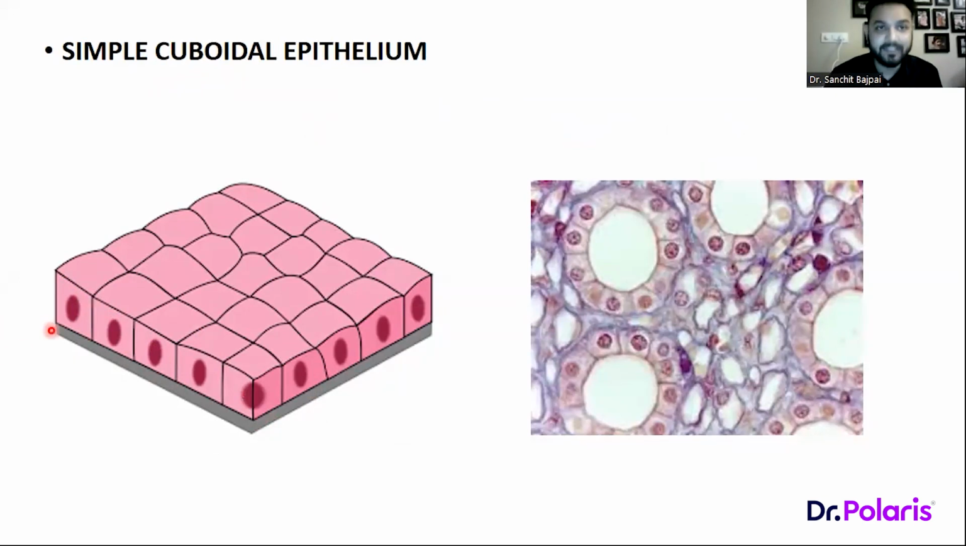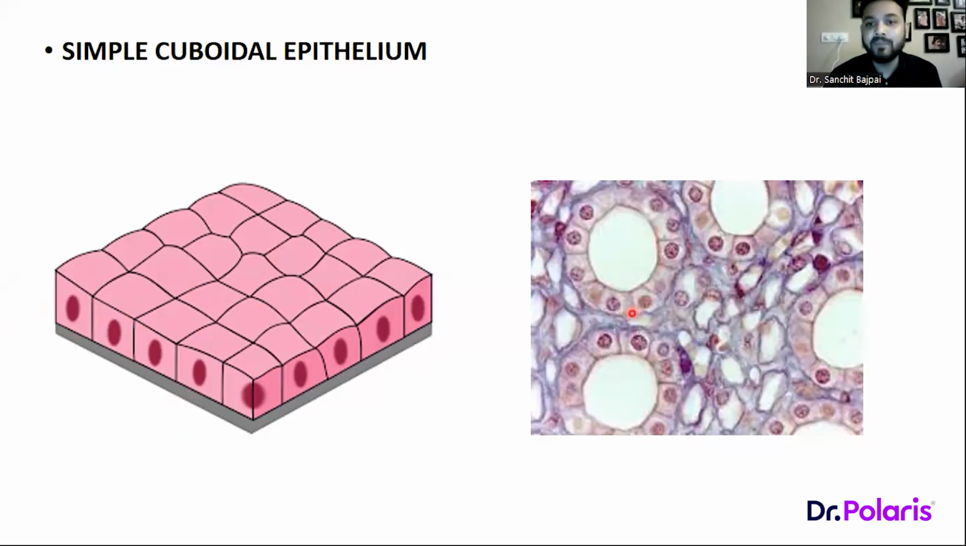Now, what do you see in this image? You see that the nucleus of these cells is in the center and it is round. This is the first characteristic. Second, the height as well as the width of these cuboidal cells is the same. That's why they give a cube-like appearance. That's why when you see them from the top, you see multiple cubes there, right?